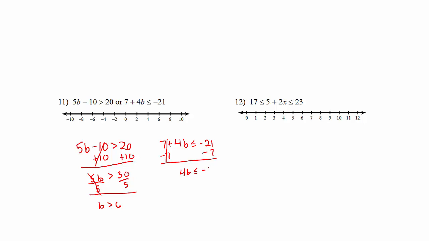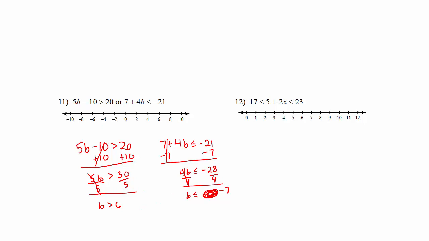-21 minus 7 makes a more negative number of -28, and then I'm going to divide both sides by 4, so that b is less than or equal to -24. JK, I didn't divide, I tried to subtract. -28 divided by 4 is -7. So these are supposed to point away from each other.